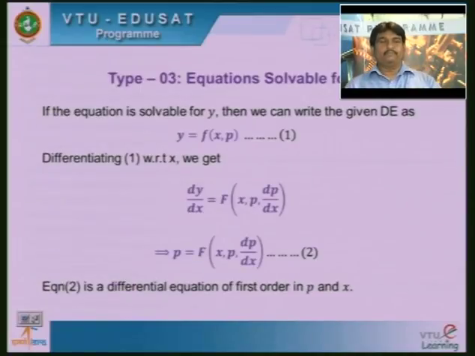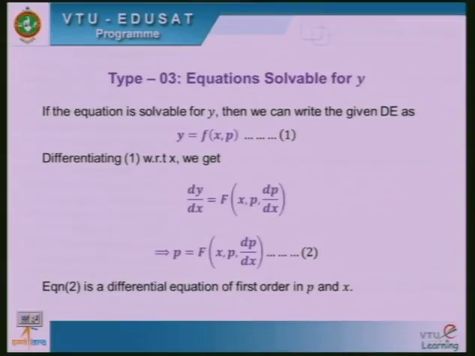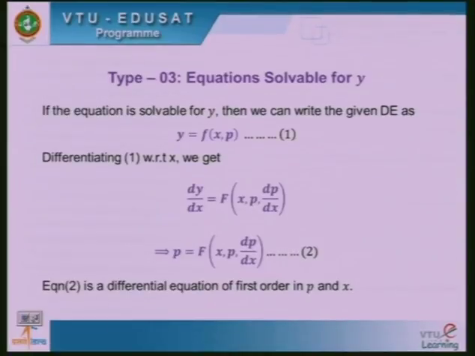Now type 3, equations solvable for y. The procedure in this technique is similar to the procedure of equations solvable for x. As usual, if it is solvable for y, then you can express the given differential equation as y equals to, means y in terms of x and p.